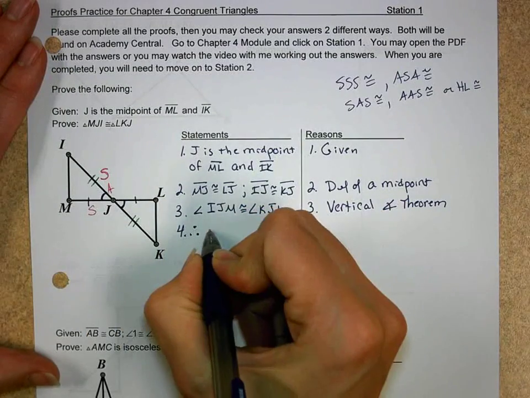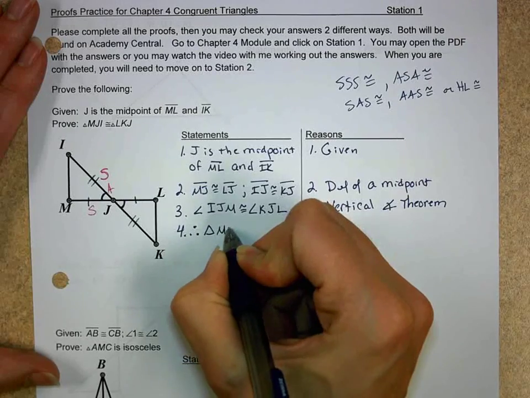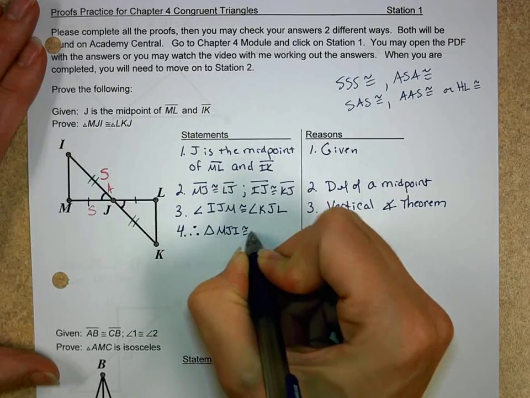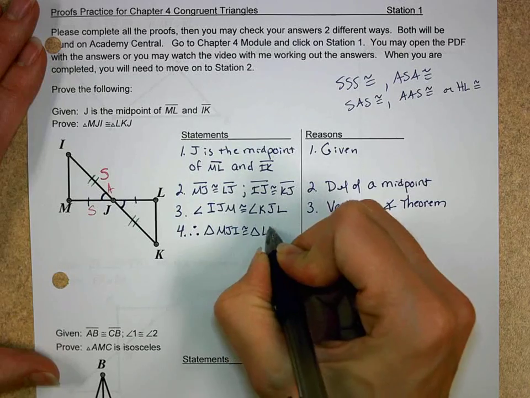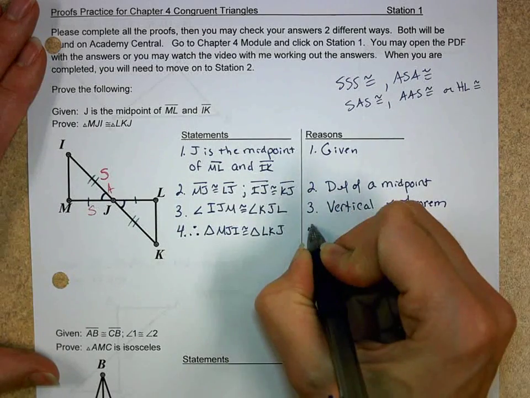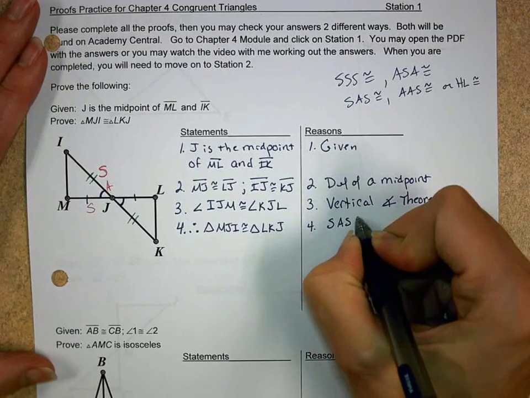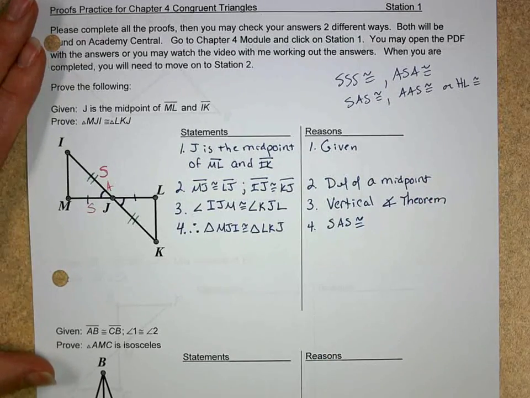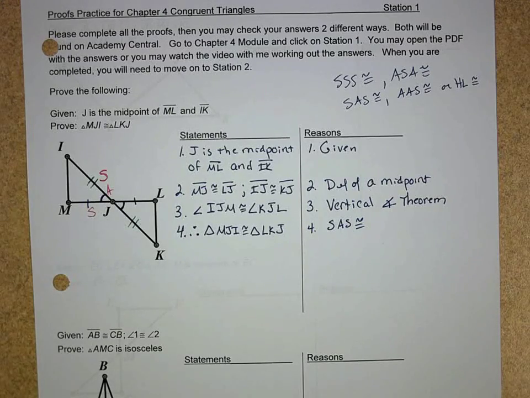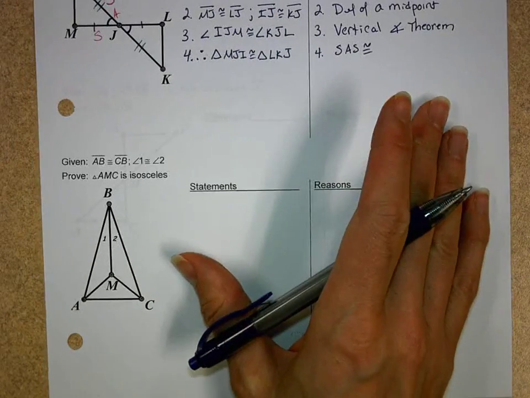So therefore, triangle MJI is congruent to triangle LKJ. And what's the reason for that? Side, angle, side congruence postulate. So pretty easy on that one. So not a hard theorem to do. So let's look at our next theorem.